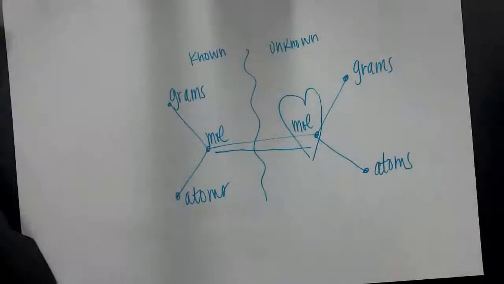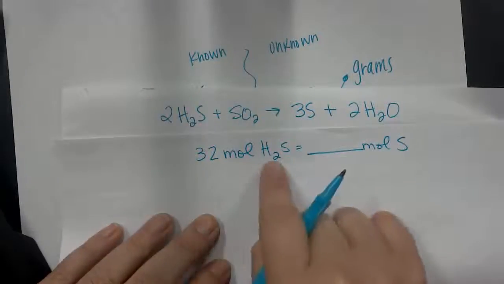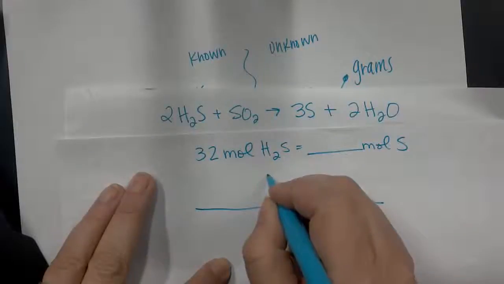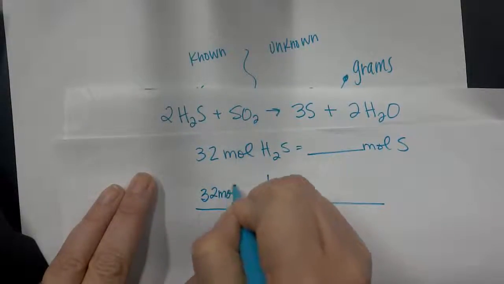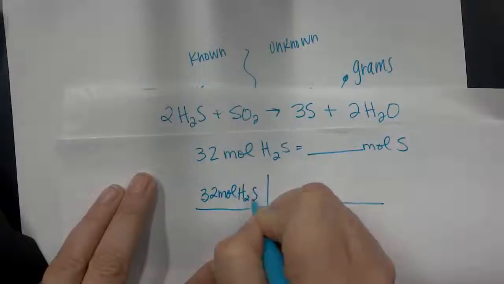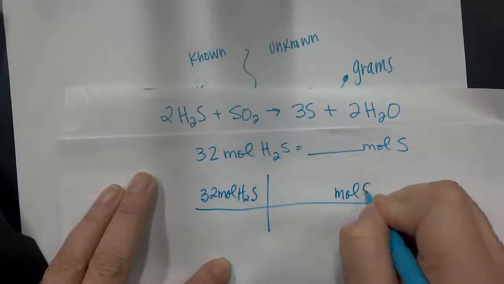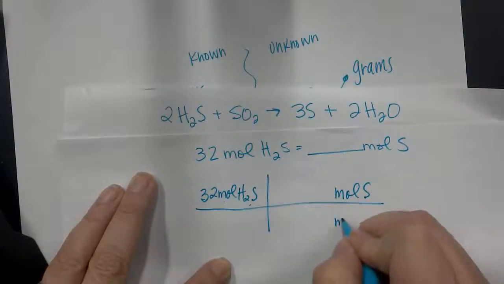Let's do one more. Once again, we're going from moles to moles. We have 32 moles of H2S, which is our known amount. So we are going to put that in the top left-hand corner. We're going to moles of S. You're going to take the moles of H2S down here.